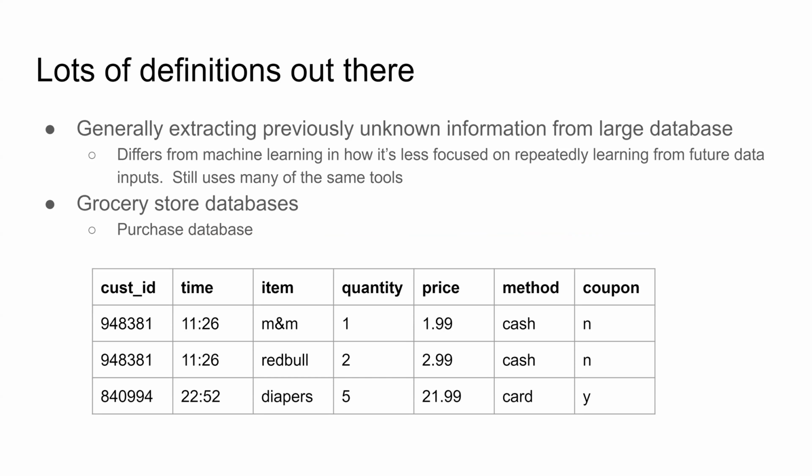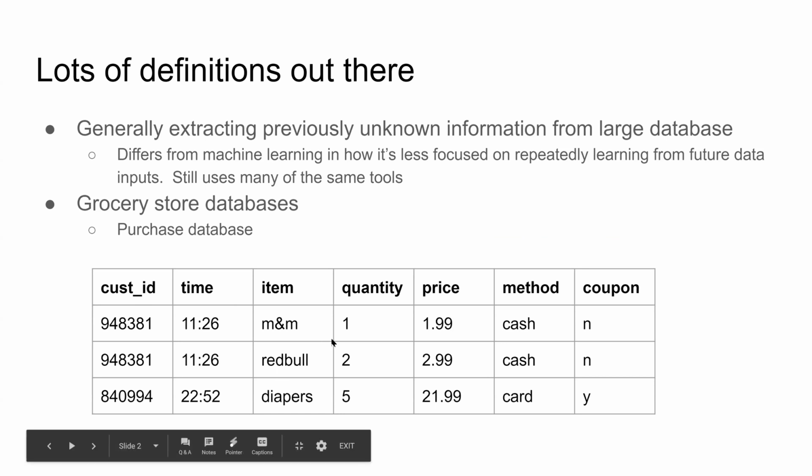Lots of times, the data is stored out here. You can think in terms of a grocery store database, where you might have one database that's purchases. So you have some customer ID. Here's the same customer showing up twice. They bought a couple things, M&M's, Red Bull. And then obviously it's different from customer number 2 down here, who is coming late at night, buying a bunch of diapers, 2 of them, pretty expensive ones, or I think it's expensive for diapers. And they're paying with a credit card and using coupons.